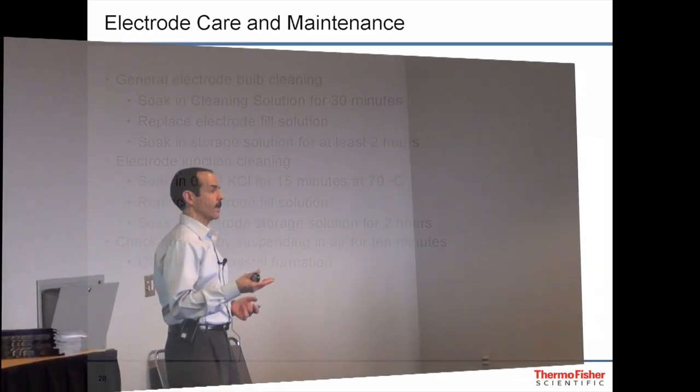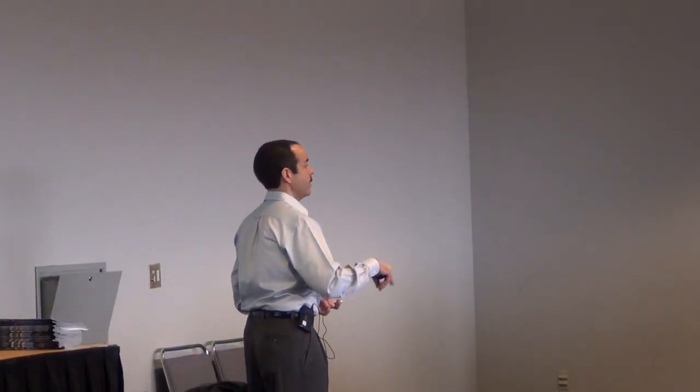Soak it in that, and then replace the fill solution, and then put it in storage solution for a couple of hours before you use it. If you've got a good junction on the electrode, if you hold that electrode up in the air, after about 10 minutes, you should see salt crystallizing at the very bottom near the bulb. That means that the KCl that's inside the electrode is coming out through the junction, and you've got some flow there. So you definitely want to see that happening if it's just sitting in air.